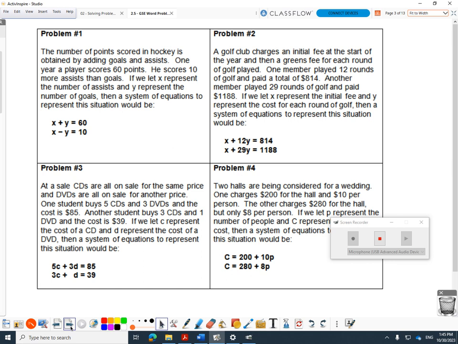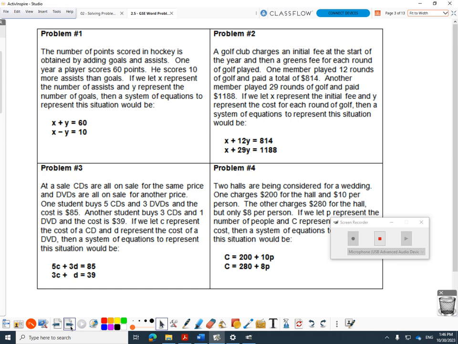The number of points scored in hockey is obtained by adding the goals and the assists. One year a player scores 60 points. He scores 10 more assists than goals. If we let x be the assists and y the goals, here's what the equations would be. X plus y, goals plus assists is 60, and goals minus assists is 10. That's where they get the equation from. Our job, again, is to decide whether we'd like to solve that by substitution, graphing, or elimination.